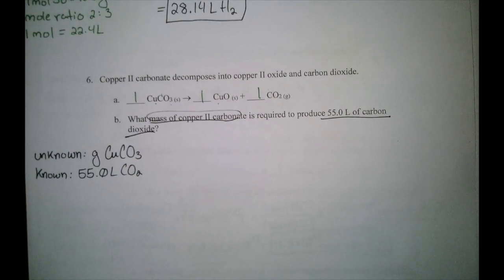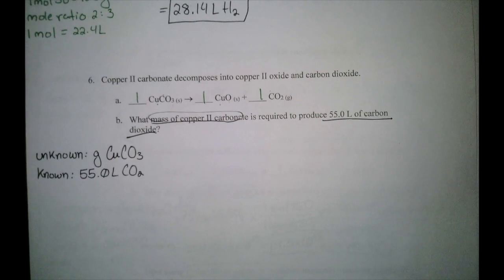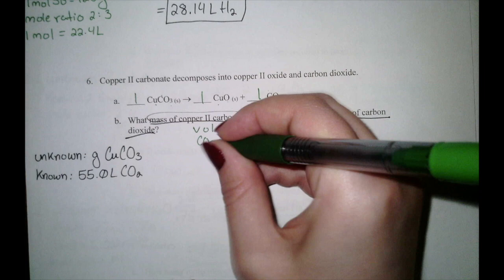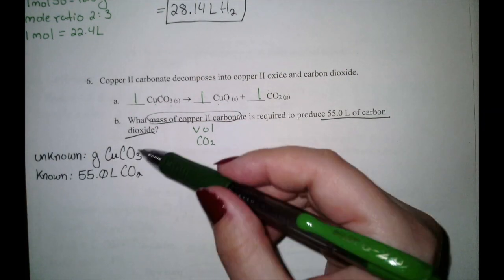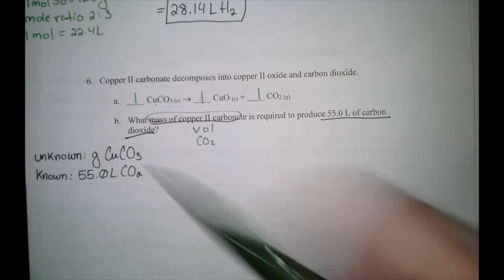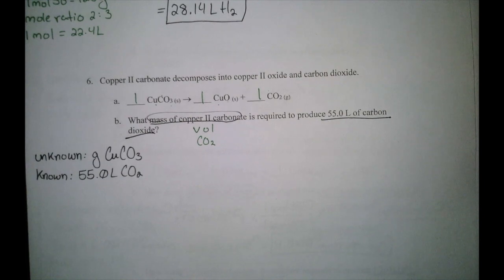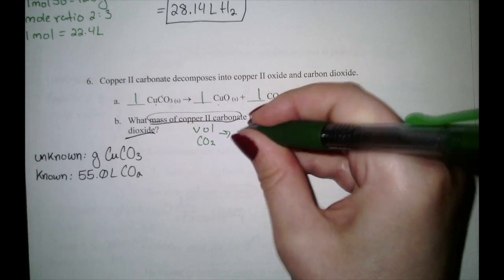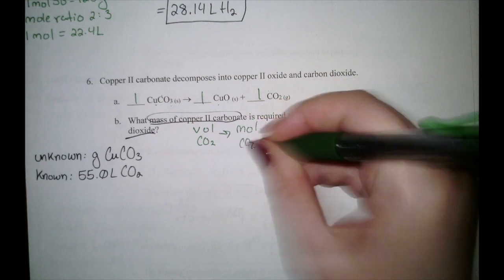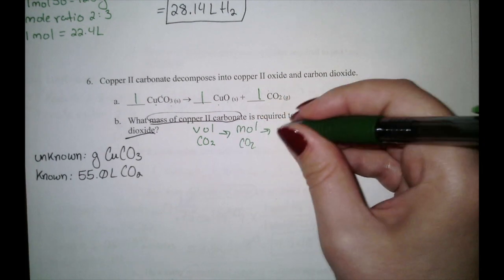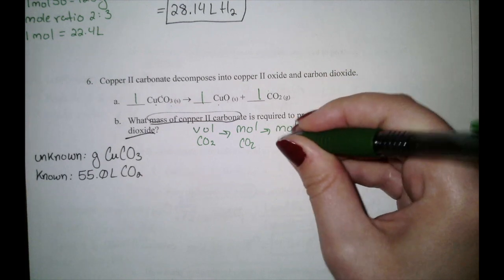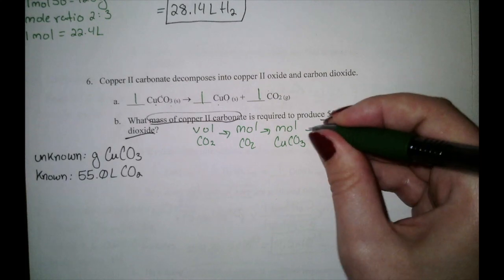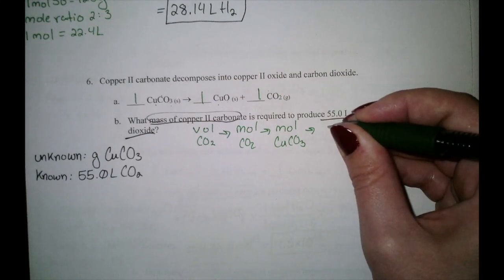All right, so if we think about this on the roadmap, how we have to go, we are starting with a volume of carbon dioxide. We need to eventually get to mass of copper 2 carbonate. Again, converting from one substance to another, we must go through moles. So first I'm going to have to convert to moles of carbon dioxide. Then I'll be able to convert that to moles of copper 2 carbonate. And then lastly, we'll be able to convert to our mass of copper 2 carbonate.